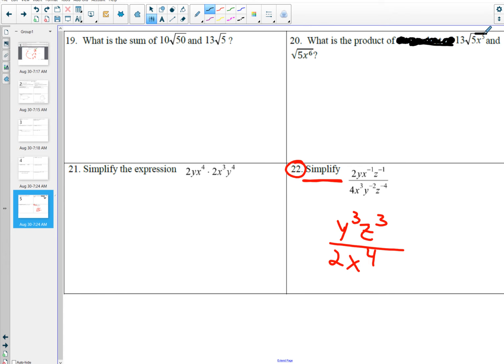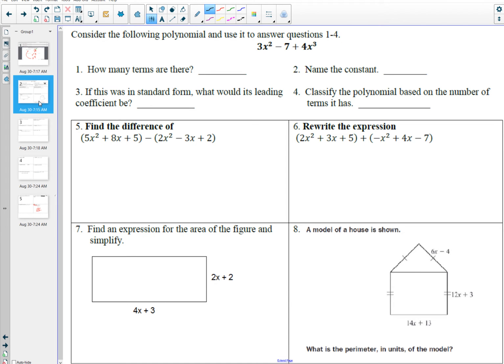Any questions there? All right, so let's fly through the first page because the first page should be pretty quick. Here we're given an expression, a polynomial. Right, Chase?